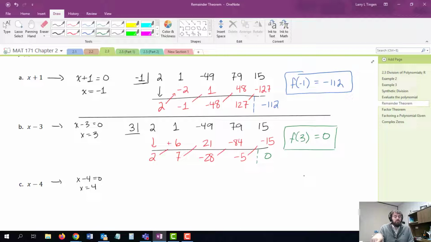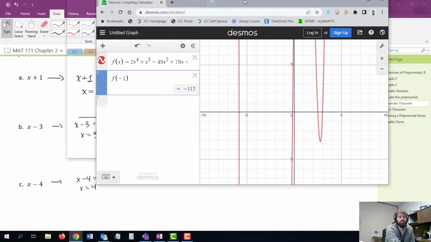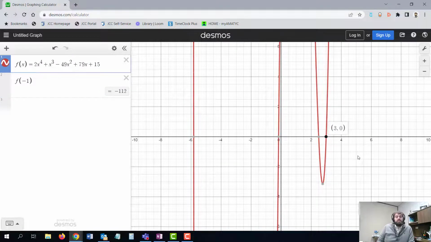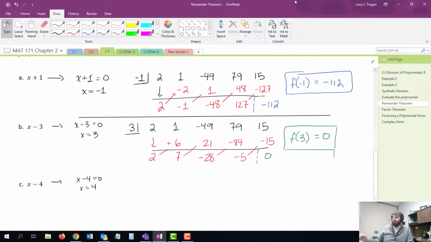That's a useful piece of information because what is that? That is an x-intercept. So take a look at the graph and take a look right there. See that x-intercept at 3, 0? So it turns out when I do synthetic division, I'm actually determining if the value in the box is a 0 or not, right? If it's a 0, the remainder will be 0. If it's not, the remainder will be something else.